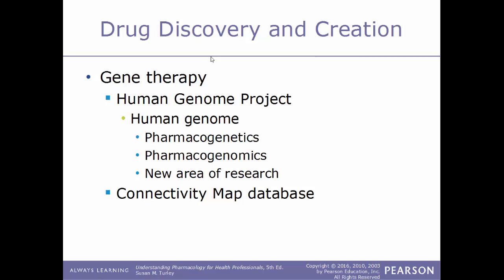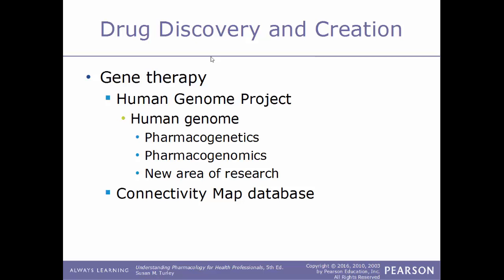Another avenue that can be used to create new drugs is gene therapy. This is largely based on the results of the Human Genome Project, where the entire genetic information of a person was able to be decoded. So knowing what genes are there and knowing what they do can help pinpoint what is wrong with a person and how to best treat that disease or that condition.